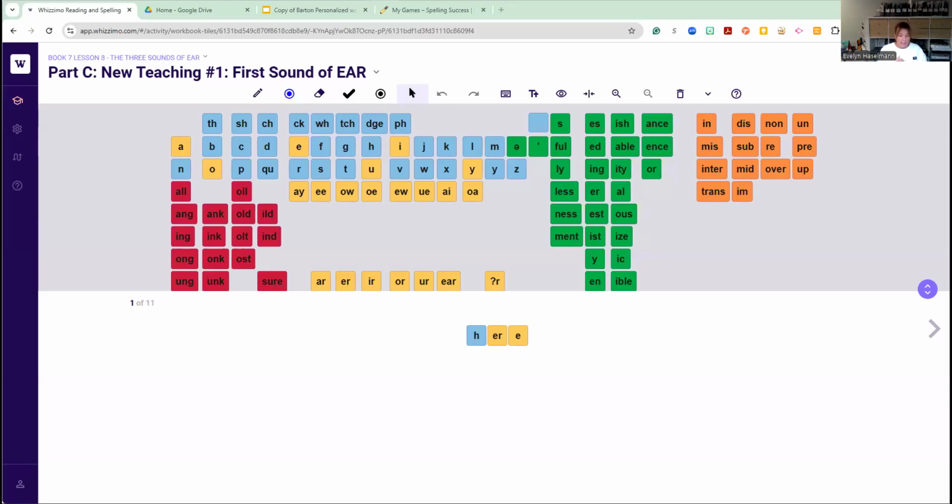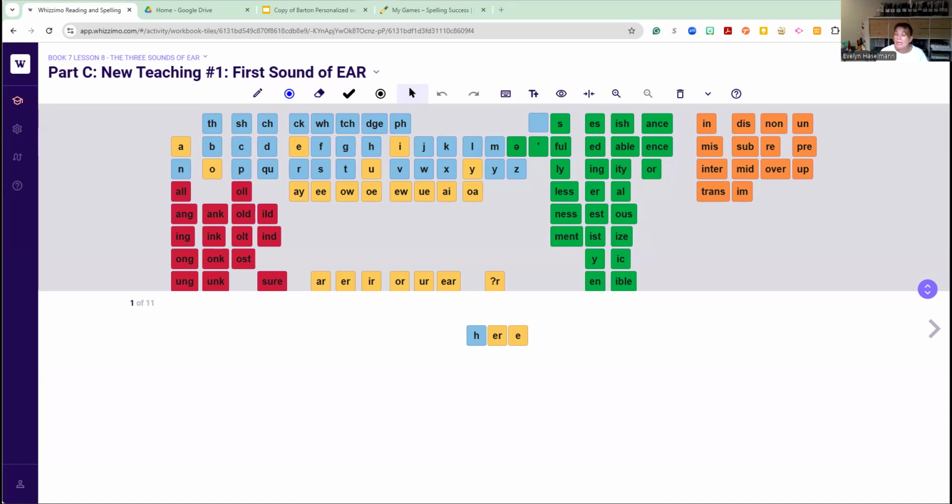Barton, level 7, lesson number 8. Okay, so we're working on the 3 sounds of EAR. This is not my favorite lesson to teach. We bounce back and forth between reading and spelling a lot. We have different reading rules than we have for spelling rules, and so that's where the issue comes into play. All right, let's get going though.